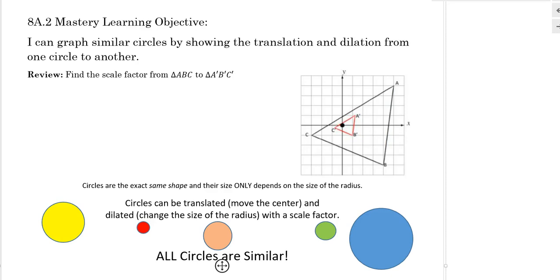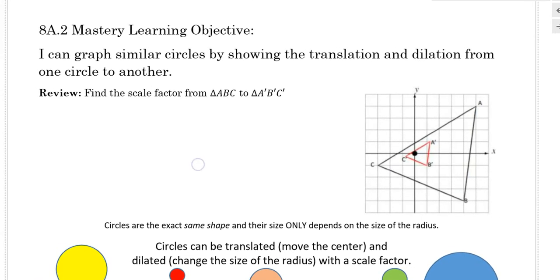All right, so now we're looking at 8.2. I can graph similar circles by showing the translation and dilation from one circle to another. So the first thing we're going to do is look at a little bit of review from KC6. So I'm going to find the scale factor.